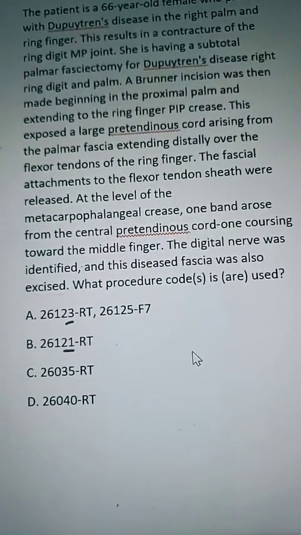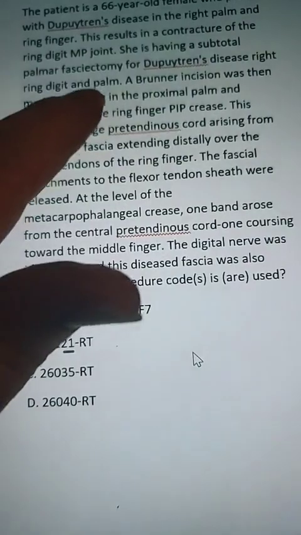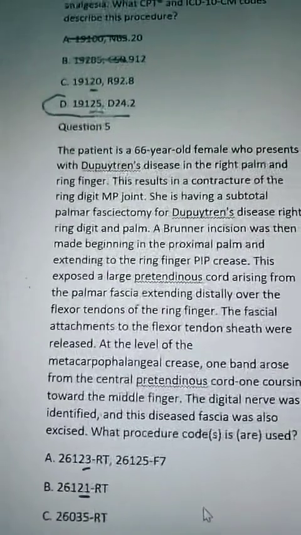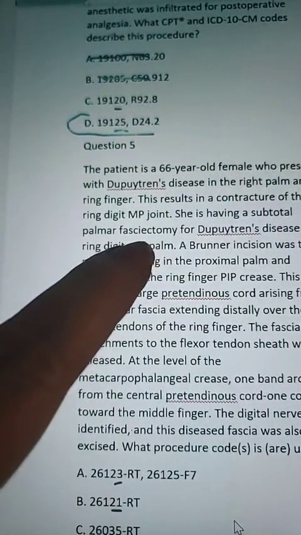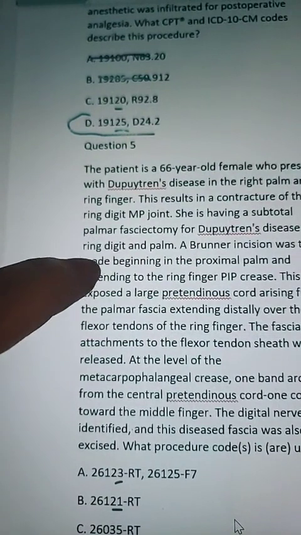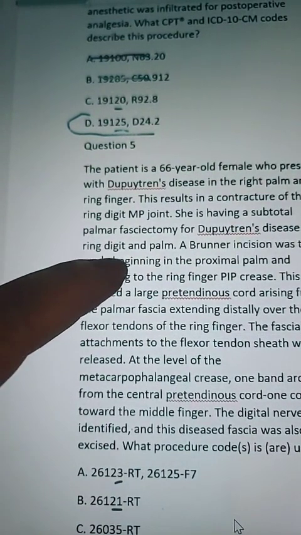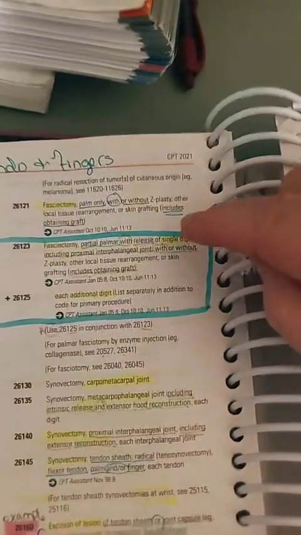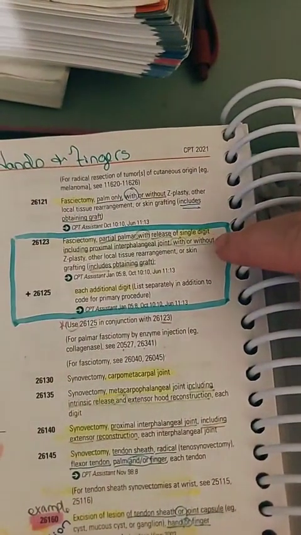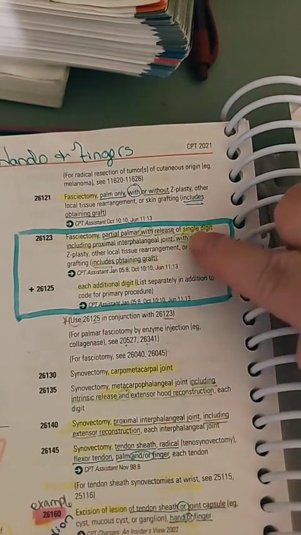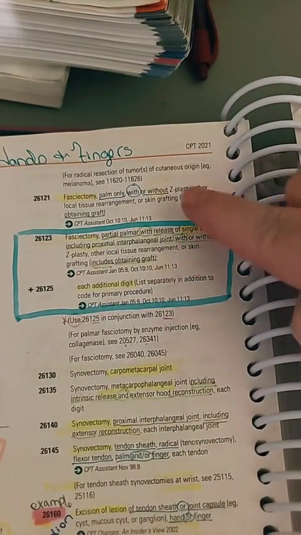Thank you for the hearts. There's the word, the fasciotomy up here. So we know we're in the right section. They are doing that, and they're doing the ring, digit, and palmar, including the proximal interphalangeal joint.